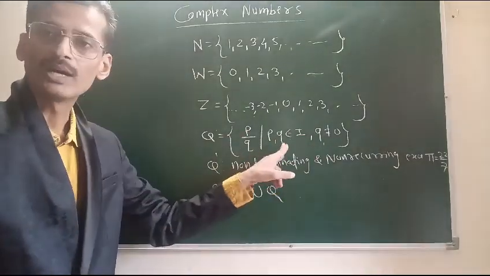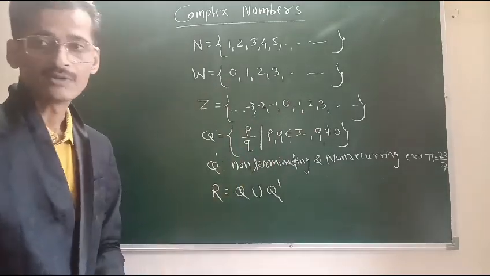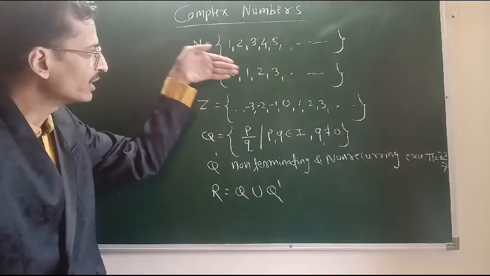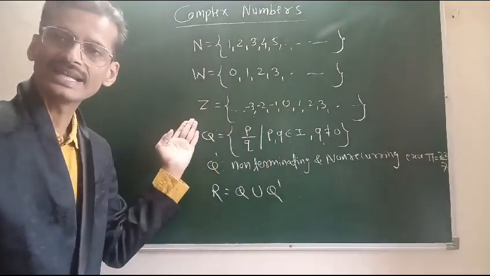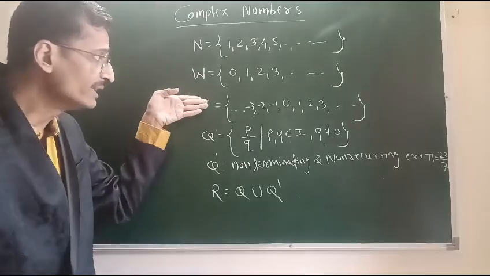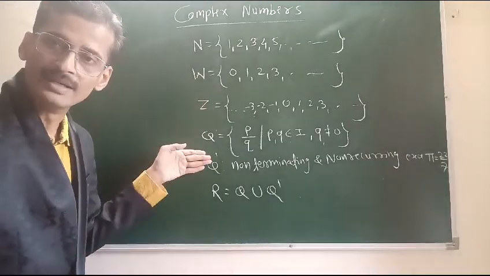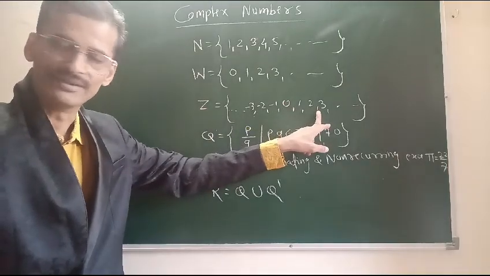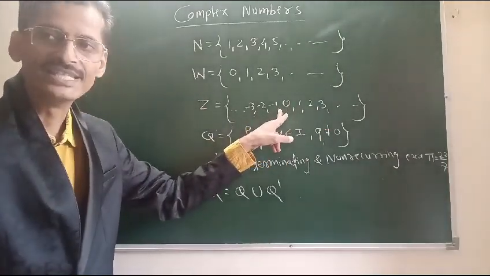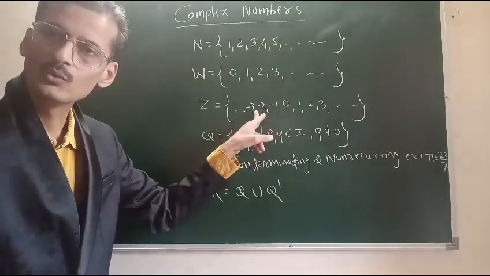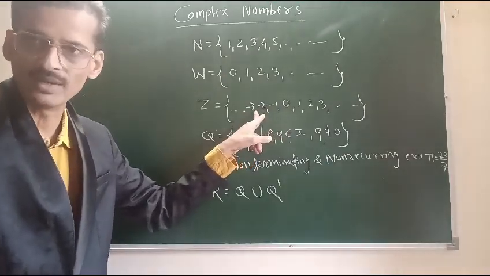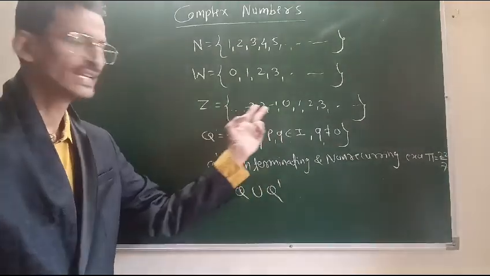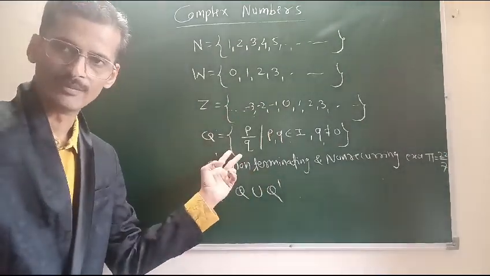Now here p and q are what? Integers. Now see here, all natural numbers belong to whole numbers. All these whole numbers belong to what? Integers. Now all these integers are rational numbers, because like 3 we can write 3 upon 1, 0 we can write 0 upon 1, minus 2 we can write minus 2 upon 1. So just taking this q as 1, which is possible here, we can write all integers in this form.